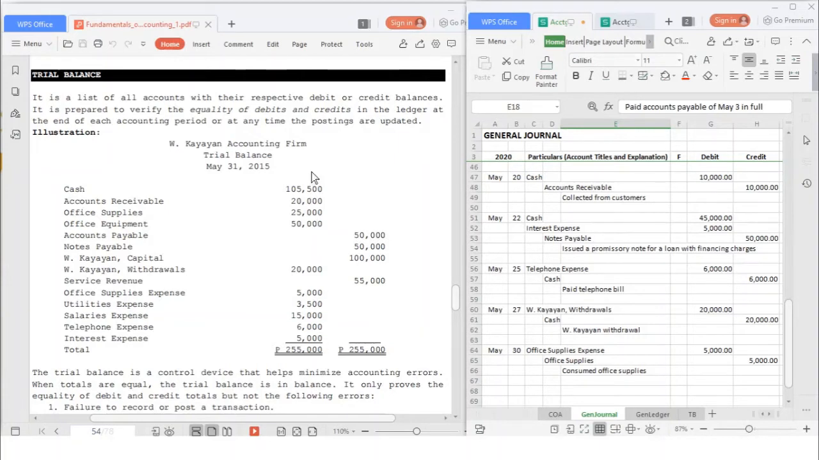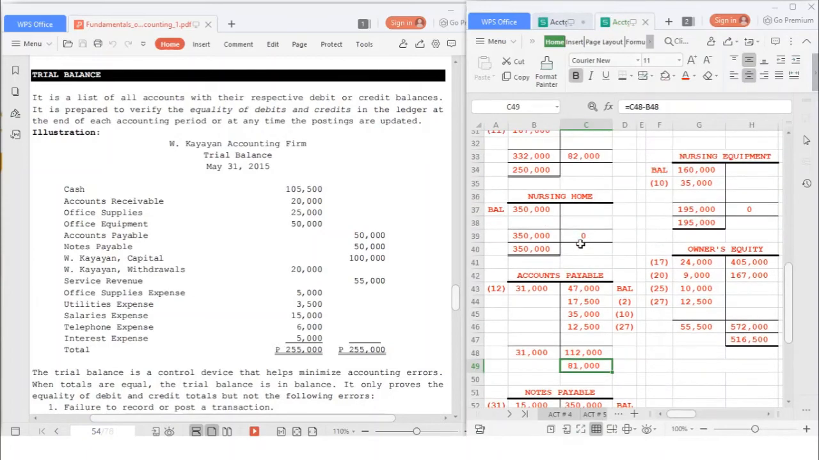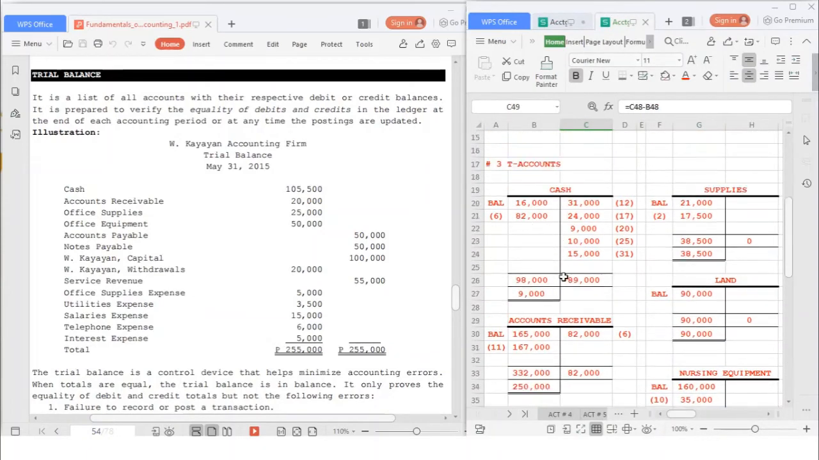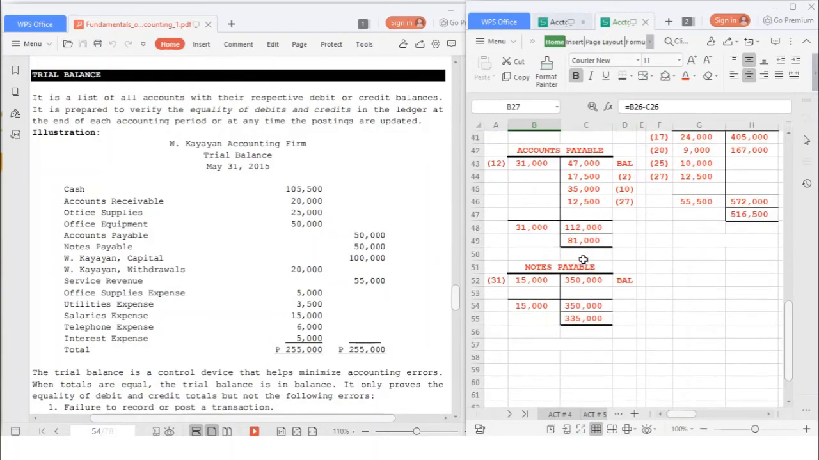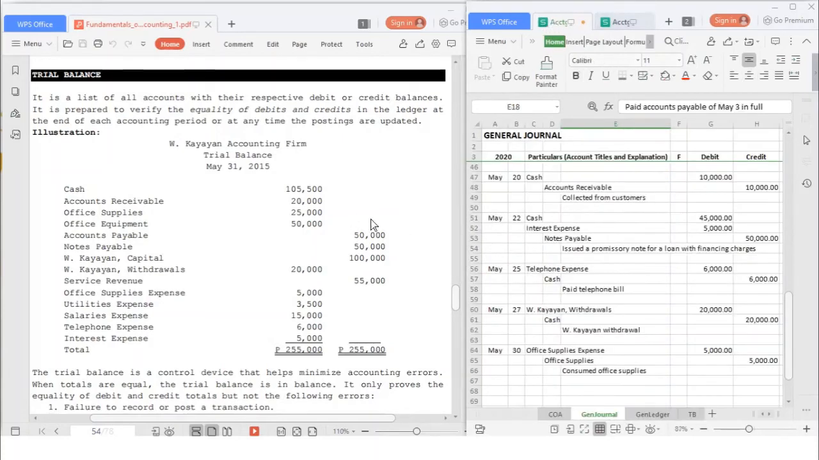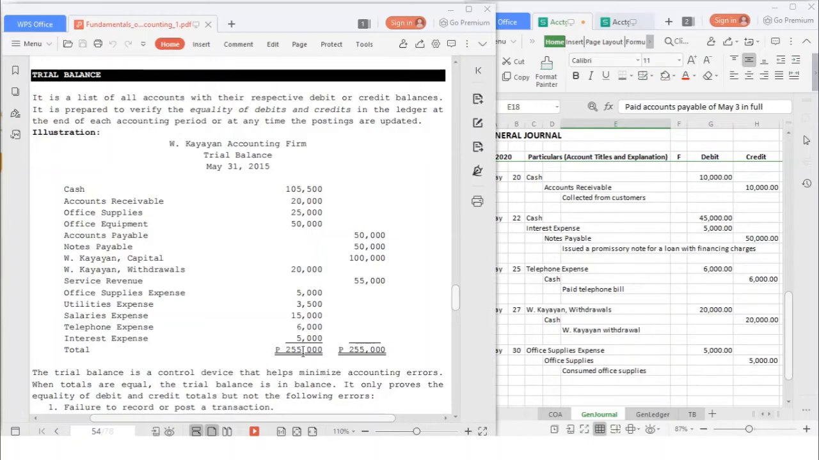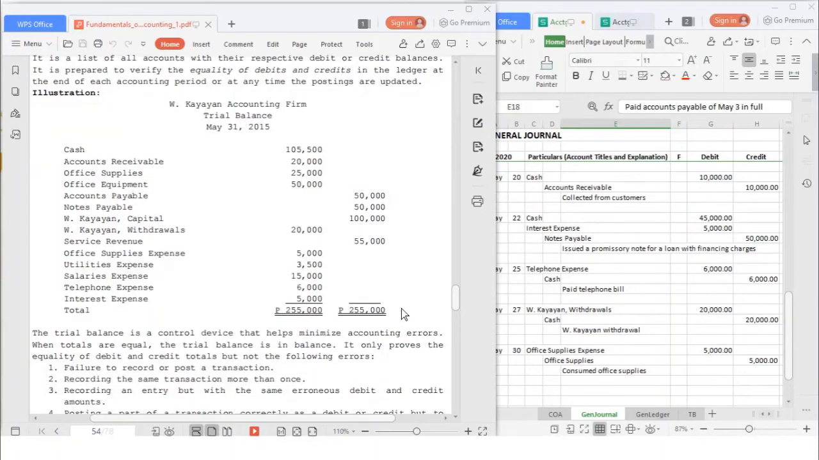So, you can see that this side is the debit, and these accounts are those with debit balances. Meaning, after footing and cross-footing, the account is on the debit side. So it is a debit balance. Now, the other side is your credit. So after cross-footing, if the balance is on the debit side, you put it there. So that is the concept. So in your trial balance, your debit should be equal to your credit. Again, your debit should be equal to your credit.